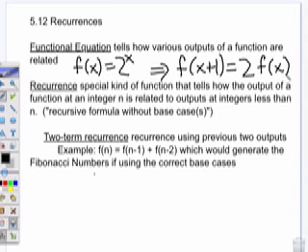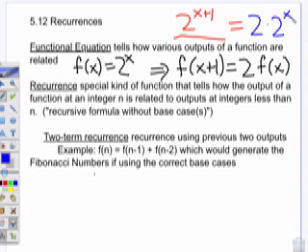So if you think about what that means, if our function is 2 to the input power, then this f of x plus 1 means 2 to the x plus 1 power. And then the 2 times f of x means 2 times 2 to the x, which are equivalent statements. Okay, so it's relating the outputs of the function, how they relate.